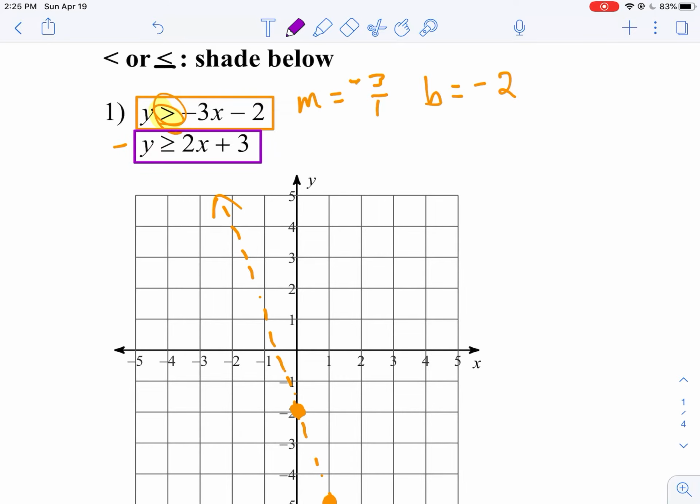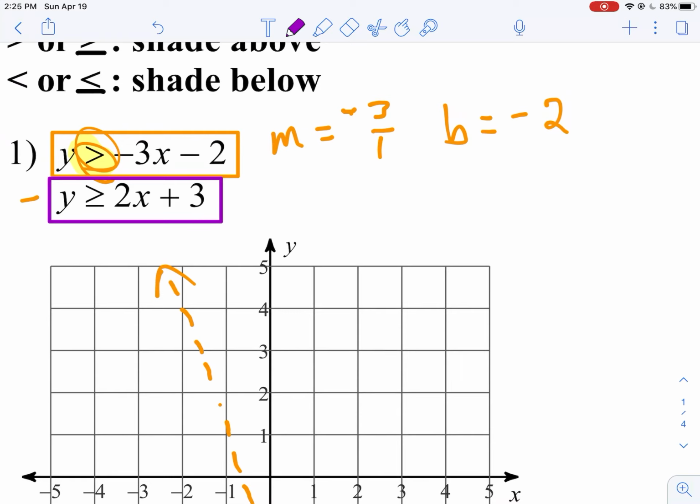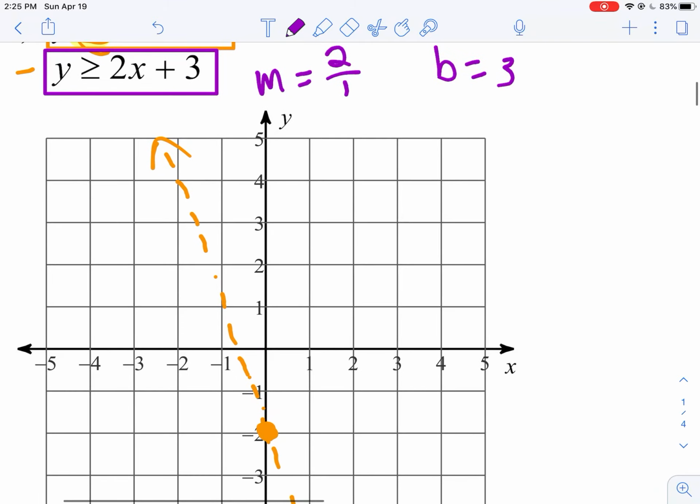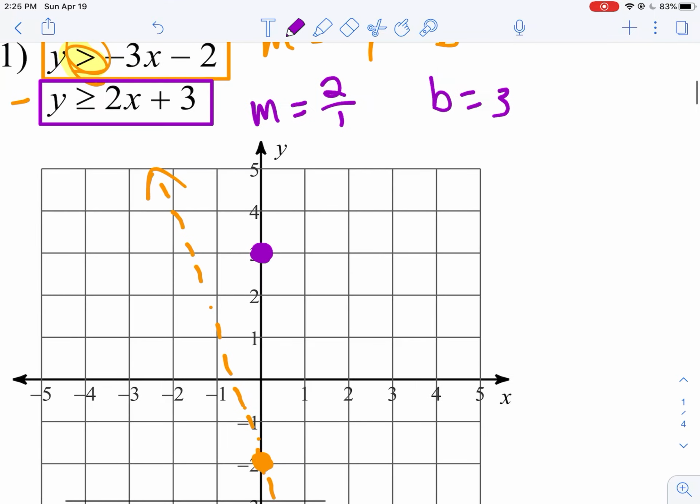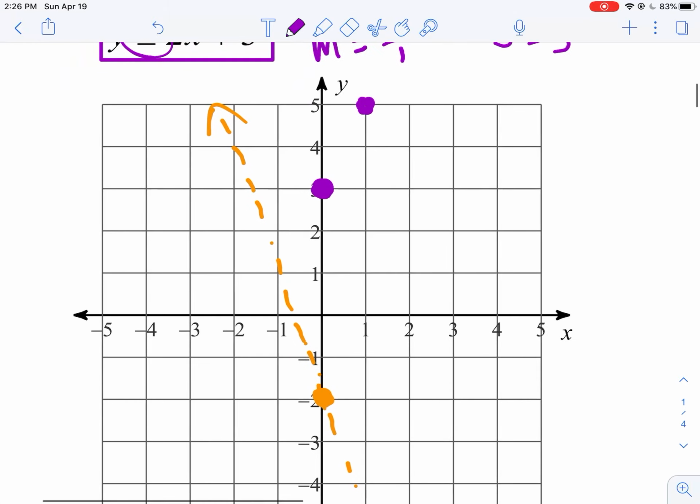Okay, so this one, they're both already in slope-intercept form, which is nice. My slope, my rise over run is 2/1, and my b is 3. So I'm going to drop down here. B is 3. That's where I begin on the y-intercept, 3. And I'm going to rise +2, and run +1 right there. That's good enough. And now I'm going to choose how to draw my line dependent on this symbol right here. Since it has the or equal to, I am going to make it a solid line.